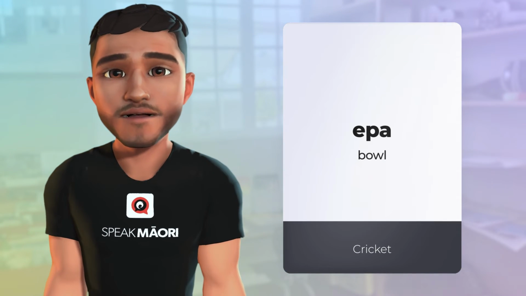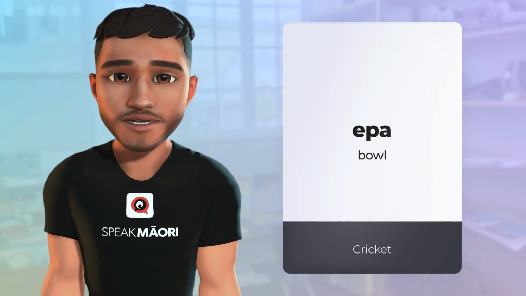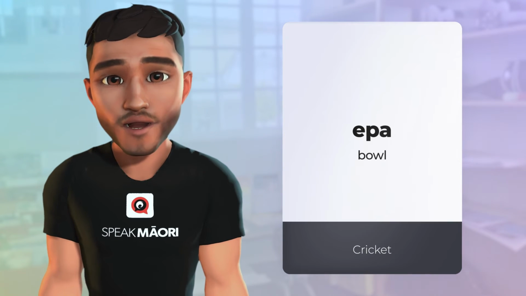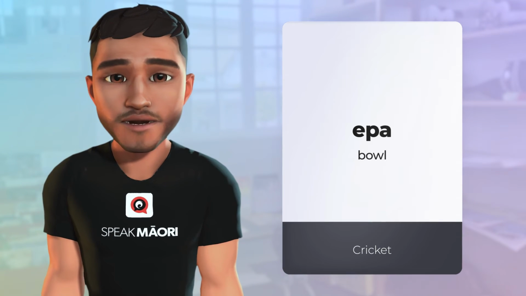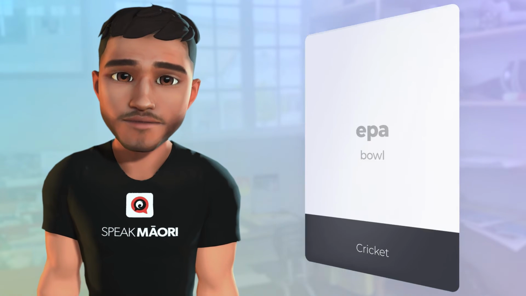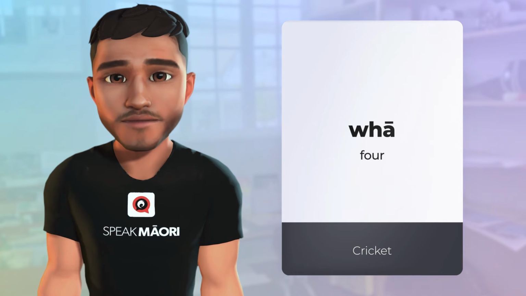Boundaries in cricket are either scored as 6 or 4. 6 and 4s are pretty simple. We already learnt these ones in our counting lesson. 6 is ono and 4 is wha.